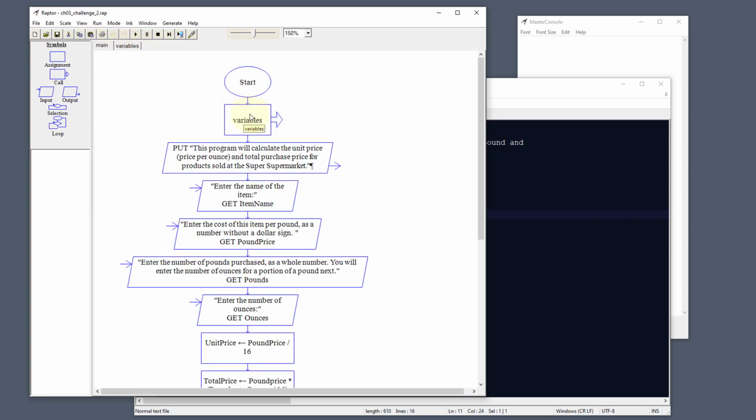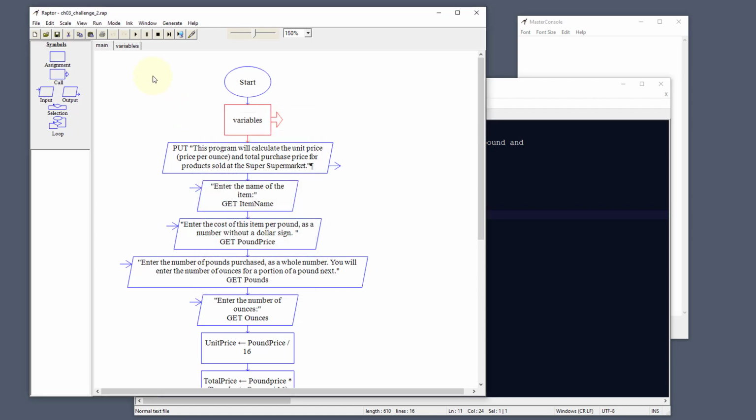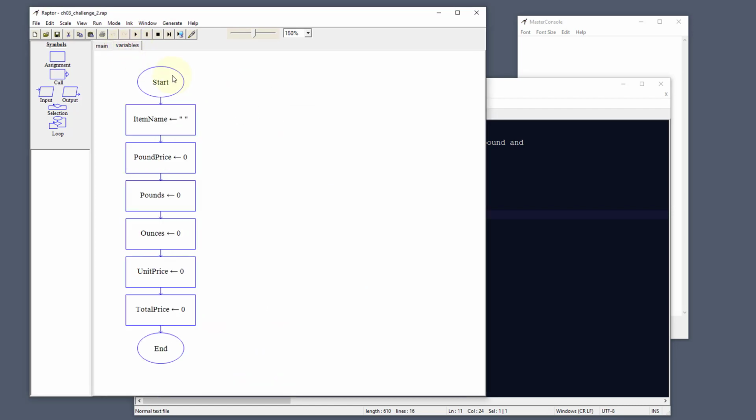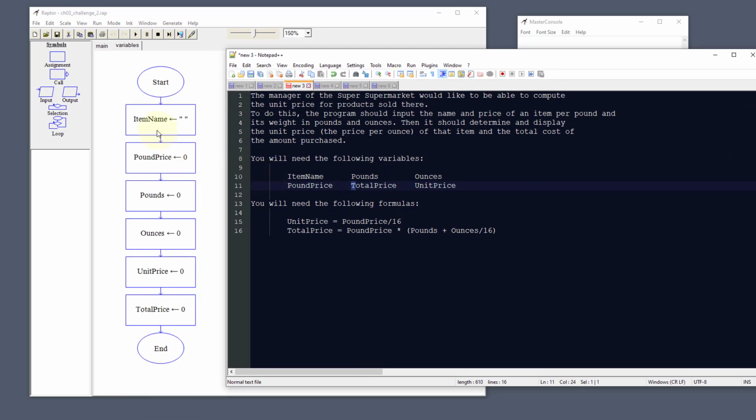And we're going to put a call in, and we're going to call it variables, and it's going to call over here to this subchart, and we're going to put all of our variables in. And these are the ones that we talked about. We need to have item name, pound price, pounds, total price, ounces, and unit price. And we're going to put all of those into the variable here.